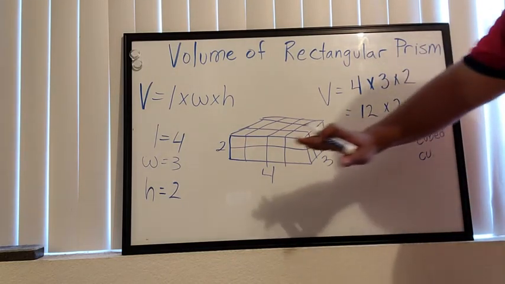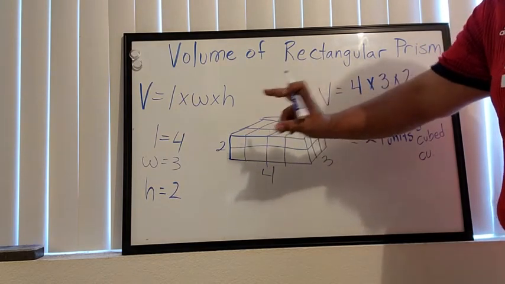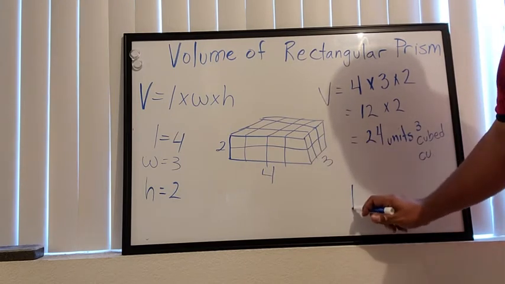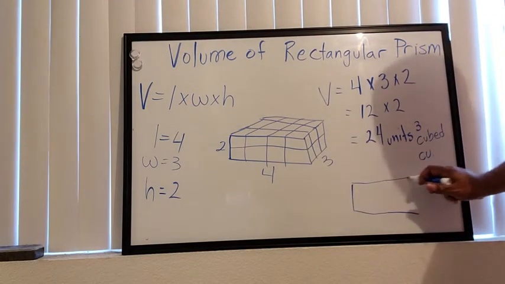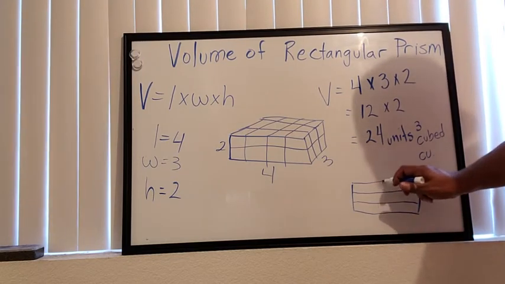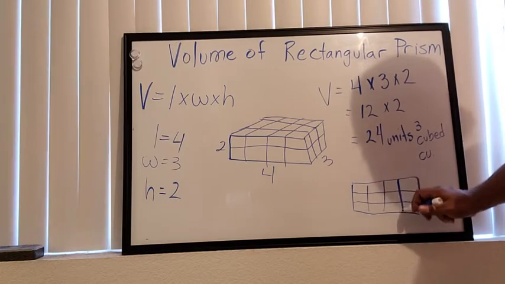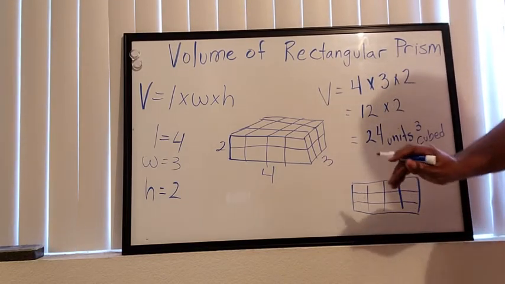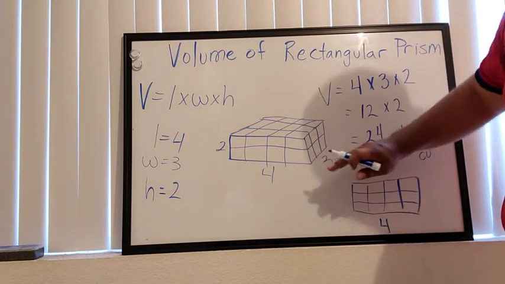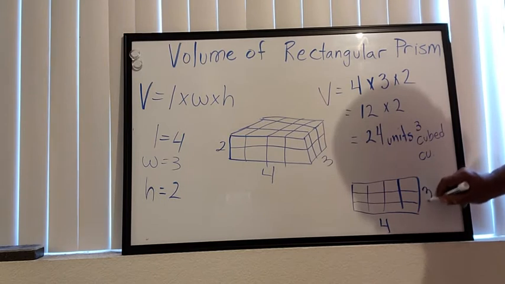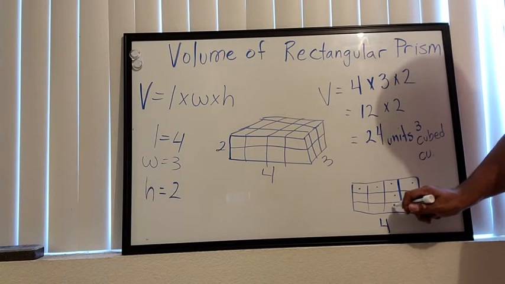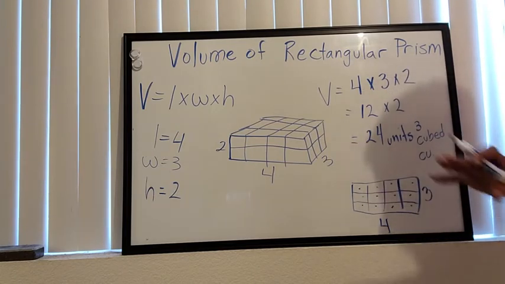Well, let's look at this as if it were 2 layers. The first layer looks like this. Why does it look like this? Because we're using the 4 from the length and the 3 from the width to find that we have 1, 2, 3, 4, 5, 6, 7, 8, 9, 10, 11, 12. So that's the first floor.